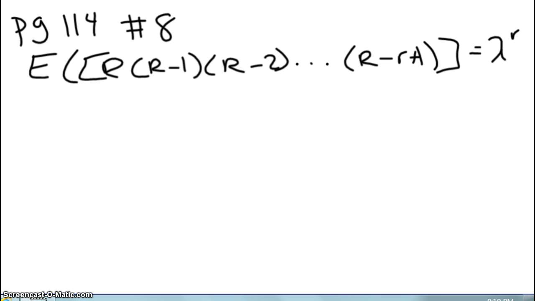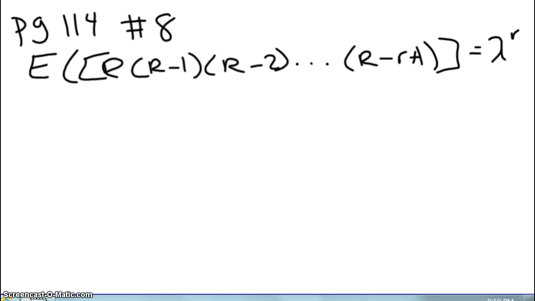given the probability of ER that the variance is lambda raised to the r. So to begin, I'm first going to start with the expected value of a Poisson problem.